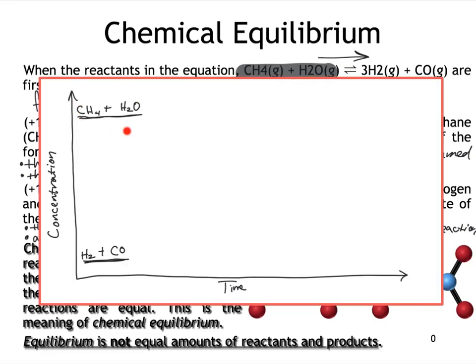Okay, so at first, here's our chart. It's concentration versus time. And at first we have a large concentration of the CH4 and the H2O because that's all there is in the beaker at first, so that's high concentration. And you have a super low concentration, at nothing, for H2 and CO. However, as soon as these two start to collide, they start to create these two. So you're going to see the concentration of this fall while the concentration of this one rises.